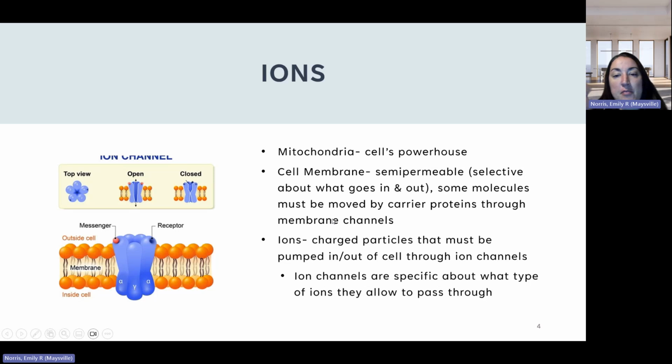Before we go to ions, mitochondria is the cell's powerhouse. The cell has a semi-permeable membrane. What that means is it allows some particles to freely flow through the membrane to go in and out, such as oxygen and carbon dioxide. They can freely go in and out of the cell membrane. But other particles, such as ions, must be carried through carrier proteins. They must be pumped in and or out of the cell.